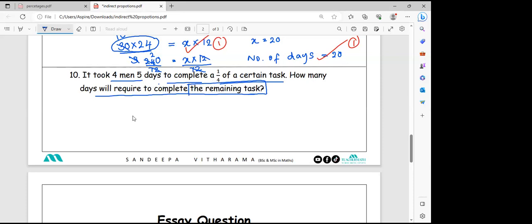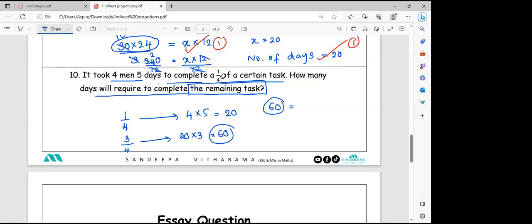It took 4 men 5 days to complete. Then let's identify what 1/4 of the work is. 1/4 of the work equals 4 times 5. The answer is 20, no? If so, the remaining work is 3/4, no? Then to identify it, you have to multiply 20 by 3. Answer is 60.